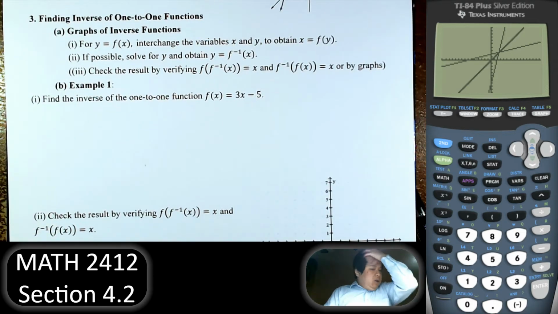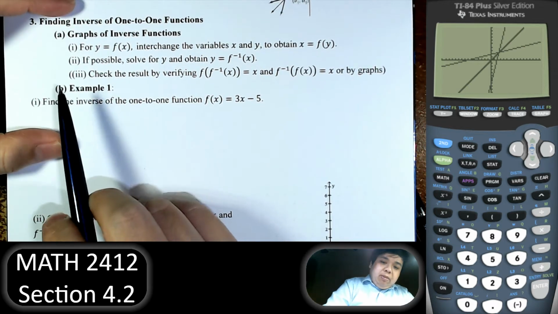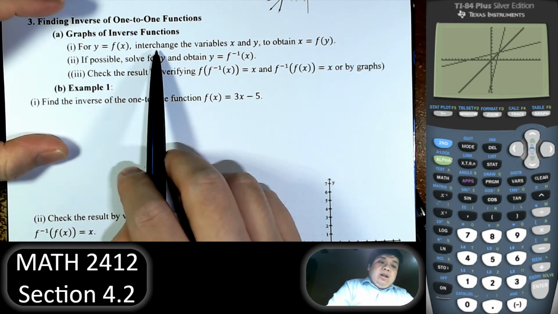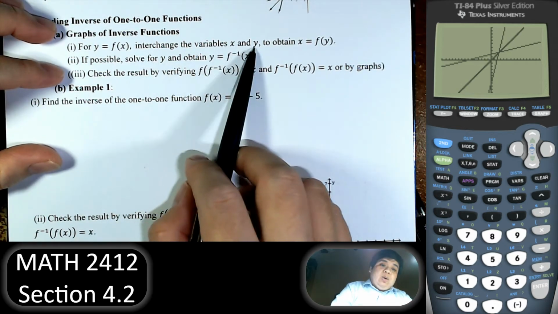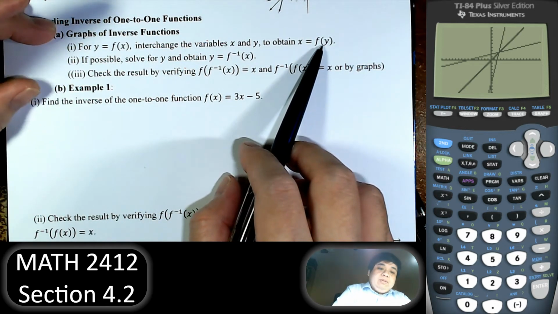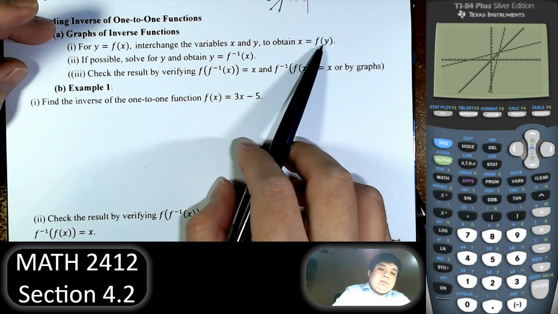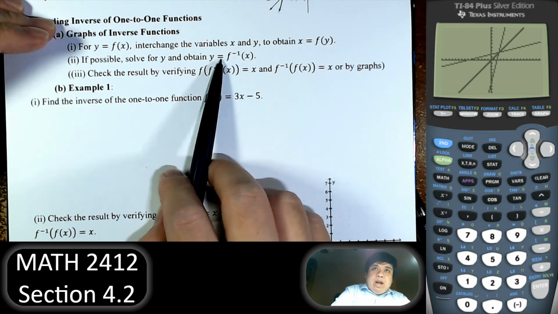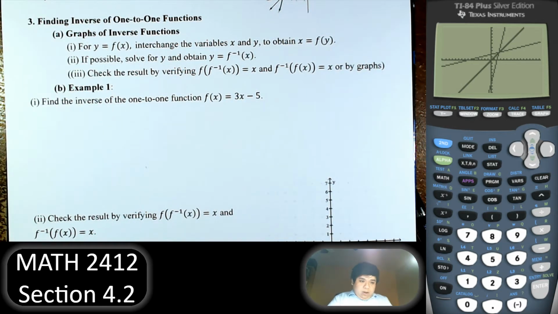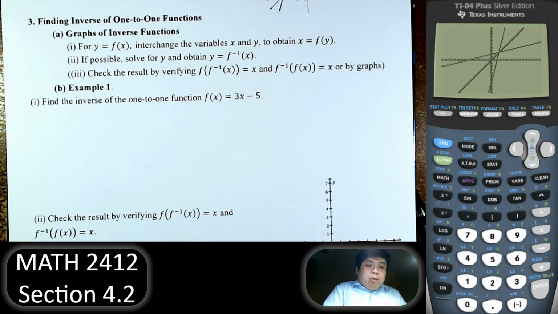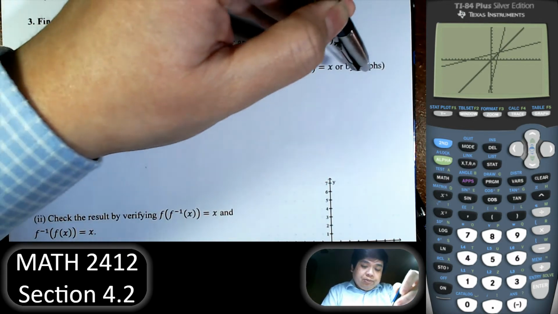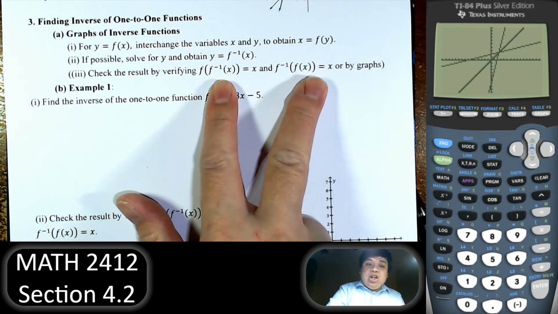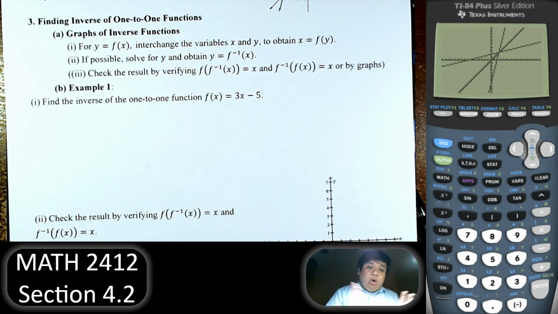Right. Now, to find the inverse function, for y equal to f of x, to find the inverse, we interchange x and y to obtain x equal to f of y. If possible, we solve for y to obtain y equal to f inverse of x. Right, so those are the steps. Of course, we can check using the graphs or by the definition of inverse. We're going to do both.